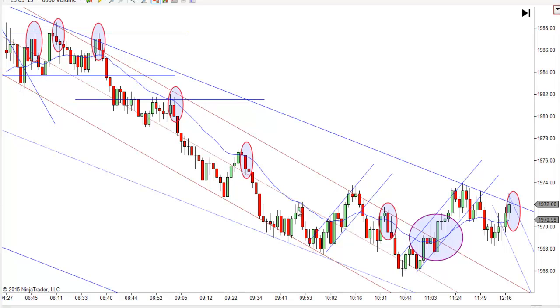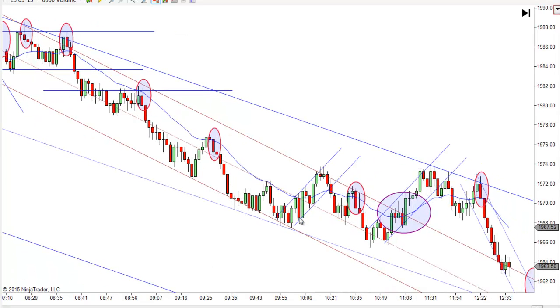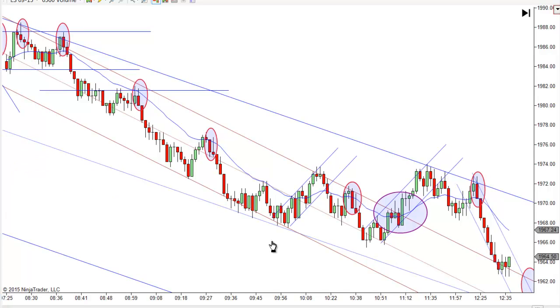The signal bar is not very good. You just can't take that one. Even though it worked, you can't take it because the next time it probably won't, and sure enough, next time it doesn't. Then we're trending back up.